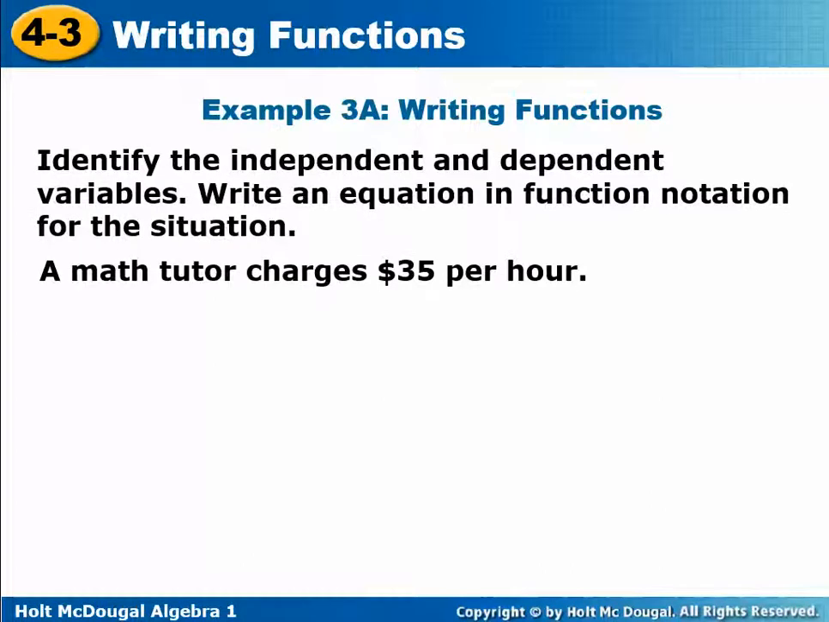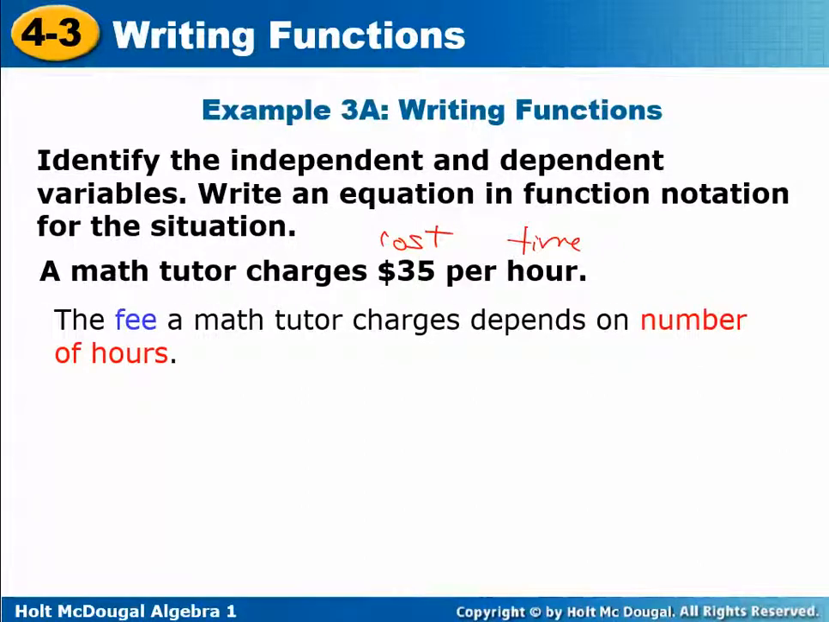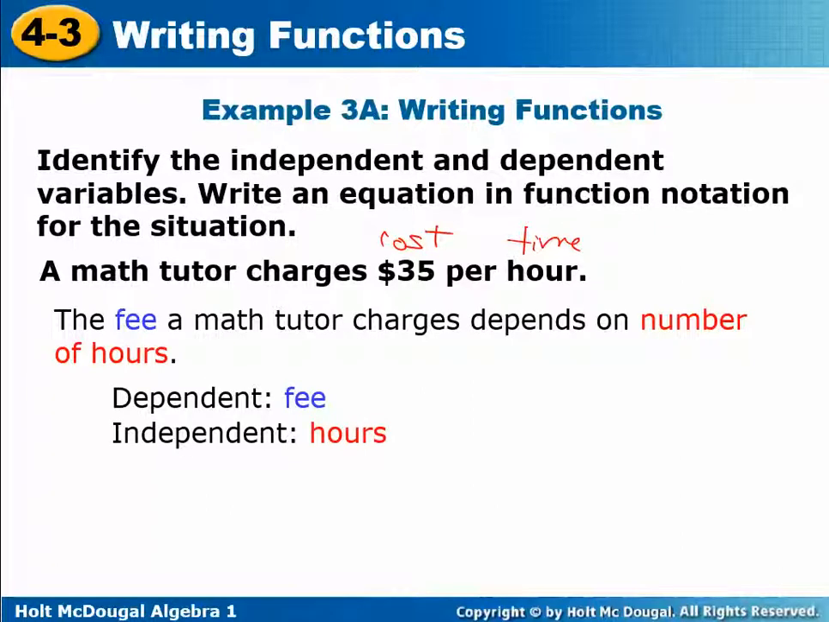All right, let's look at this one. We have to find the independent and dependent variables and then write an equation in function notation. So a math tutor charges $35 per hour. We've got time, hours, and we've got cost again. Almost always, it's going to be cost depends on the time. The fee that the math tutor charges depends on the number of hours. So the dependent is the fee or the cost. The independent is the hours. Now we have to write an equation.